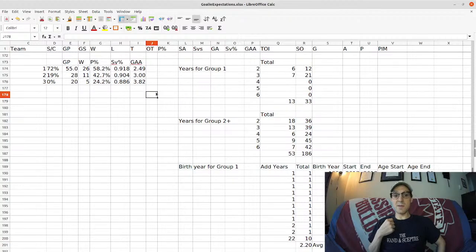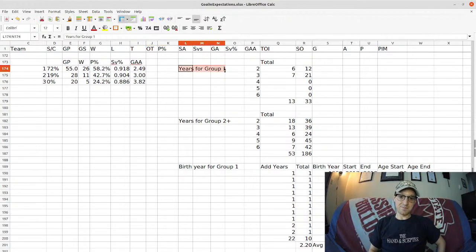So pretty demanding, I would say, because the Group 1 over here encompasses all of those. So for you to play 55 games, win 26, have a point percentage of that, save percentage of that, and goals against average of that, all of that or better, is a pretty high expectation, I would say, all things considered.